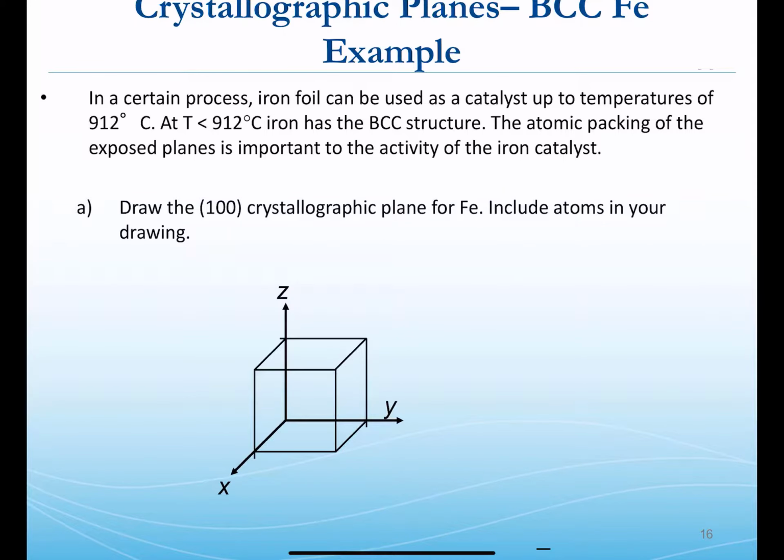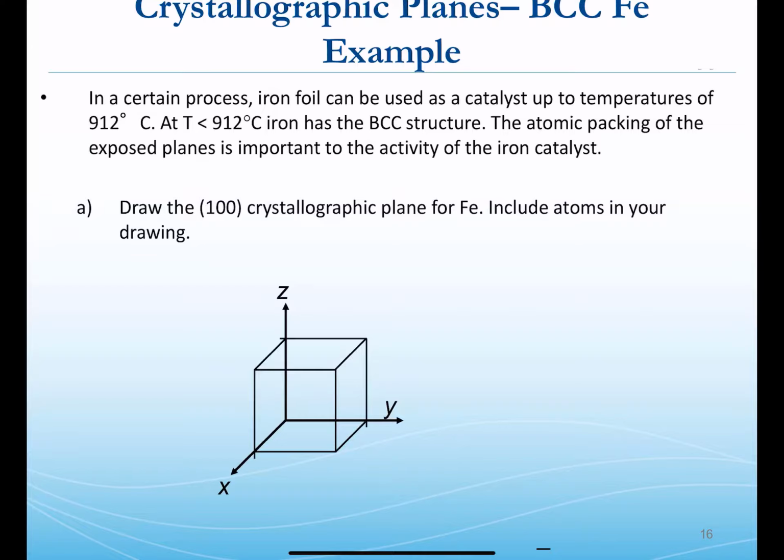Okay, so here's an example where we've got iron foil that can actually be used as a catalyst in things like catalytic converters, or the generation of ammonia for fertilizer applies iron. And at some certain temperature, we know that iron can accommodate a BCC lattice. And so we can start asking questions. So here we might be asked to draw the 100 crystallographic plane for iron. And ultimately, let's populate our diagram with some atoms to make sure we can reflect the body-centered packing of atoms in this diagram.